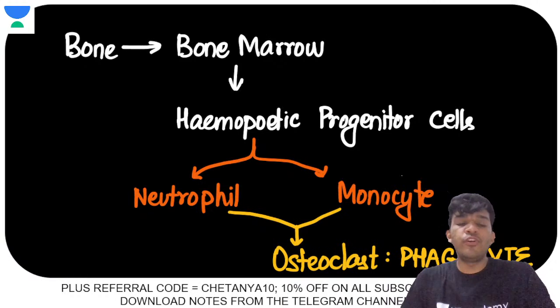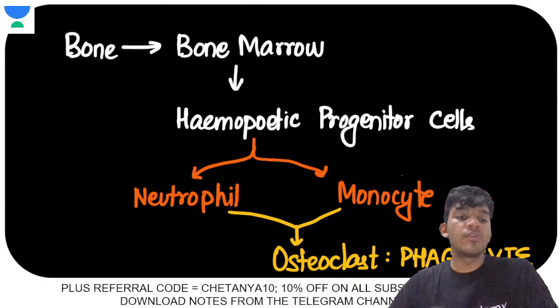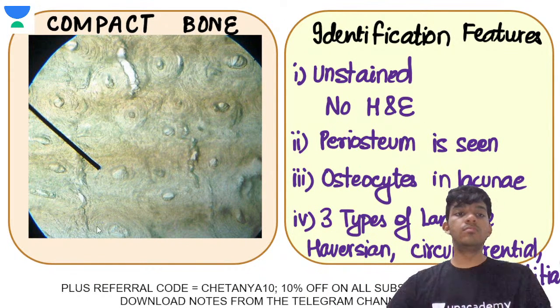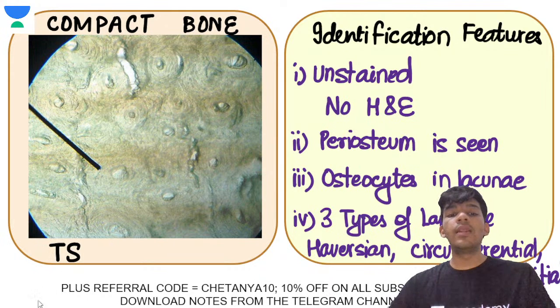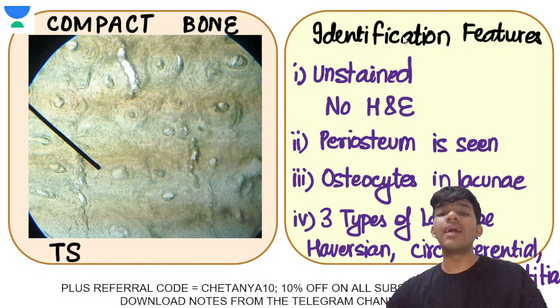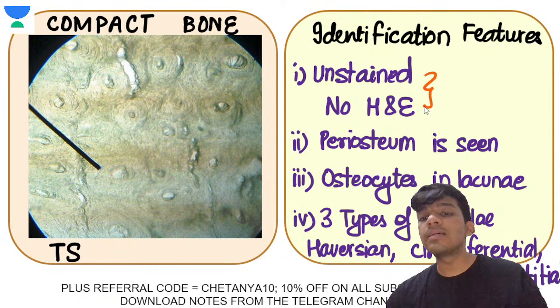So now, if you remember, I told you about the sections of the bone. So this is a compact bone, transverse section. Now I told you that it is unstained, it is not having H&E. Okay. So these are called as ground sections.